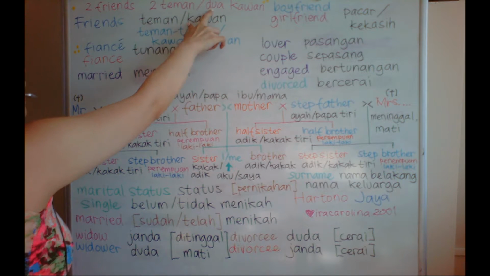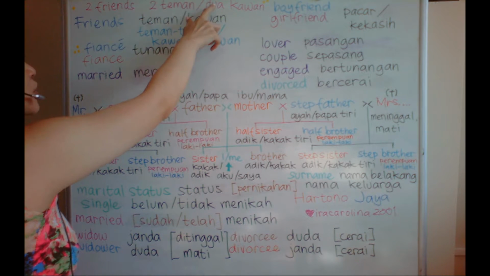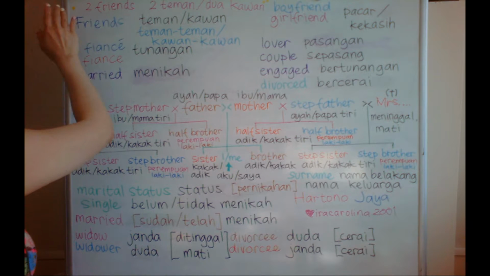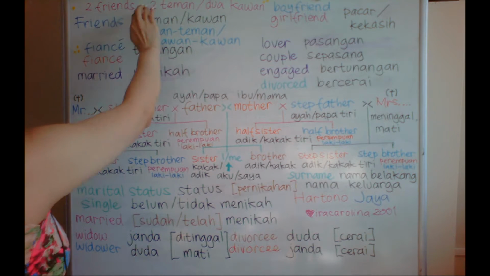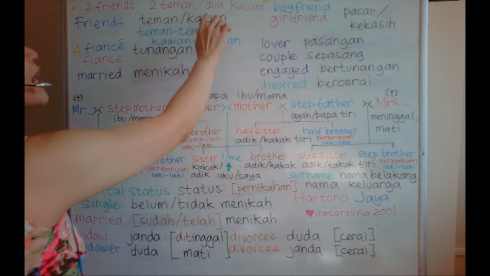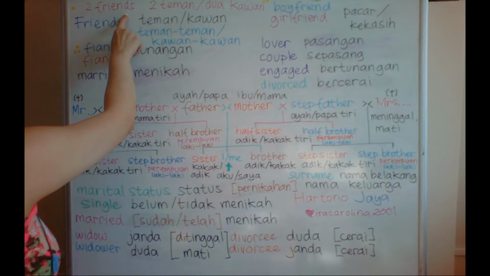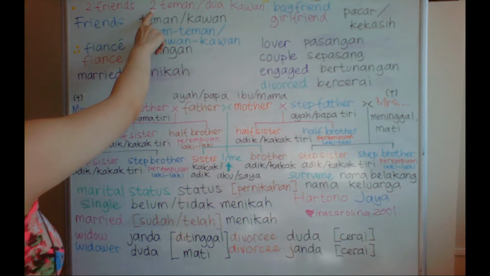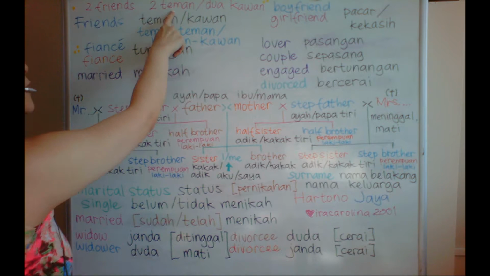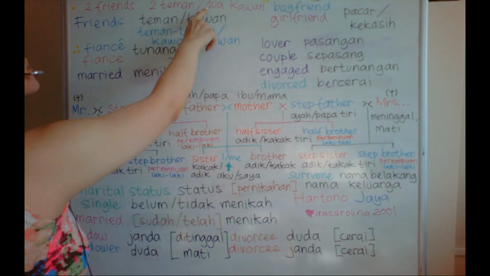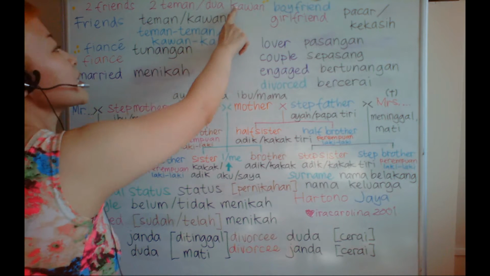Two is dua. You can replace this one with this one, this one with this one. If you say friend is teman or kawan. If you say two friends, dua space teman or dua space kawan.